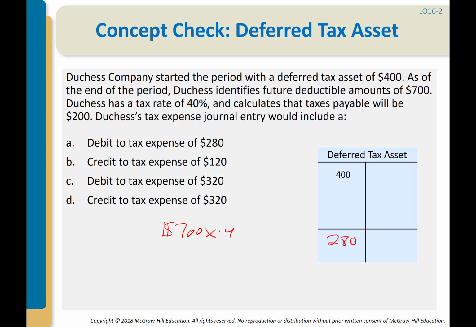And we have right now 400. So we need to credit the deferred tax asset 120, don't we? So that's going to be a credit to, I'm going to call it DTA, of 120. Good. Do they tell me anything about what the taxes payable are? Taxes payable, I'm going to put as TP, is 200. Do I know what my tax expense is then? Tax expense has got to be 320, doesn't it?